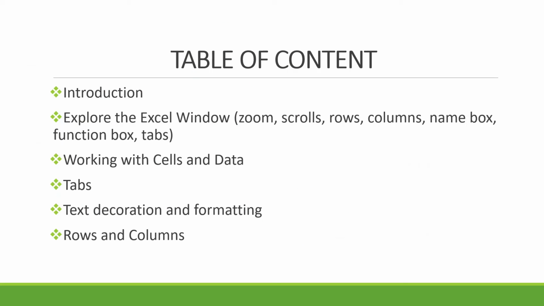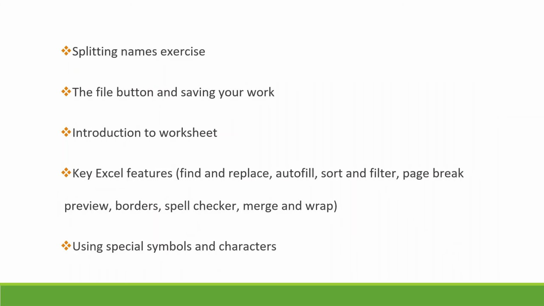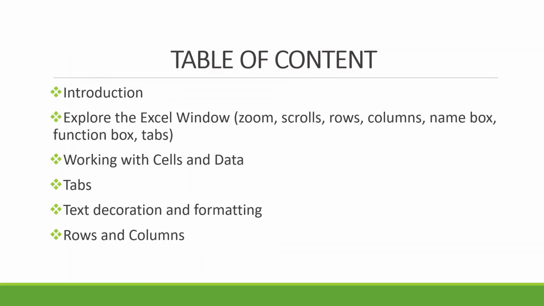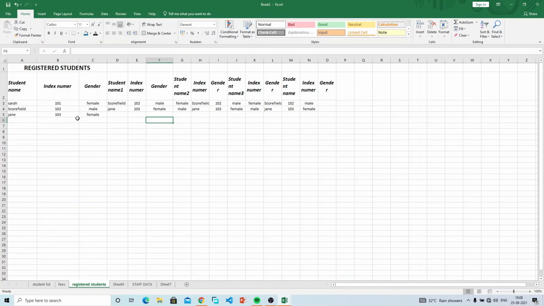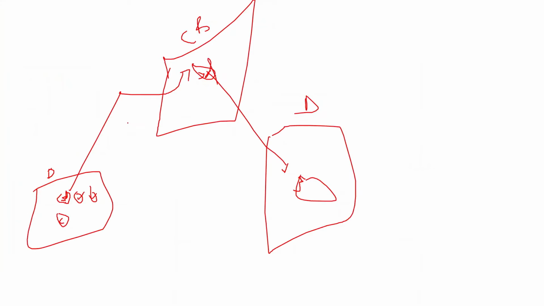So let's see the next section. The next section is text decoration and then formatting. We've already talked about rows and columns. We've already touched that. I'm still going to do a few touches, but we've covered most of it already. Then we will do a splitting names exercise. All right, so let's see. Okay, let me check once again.